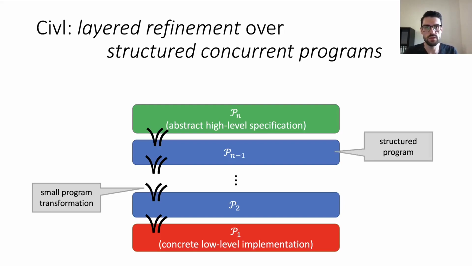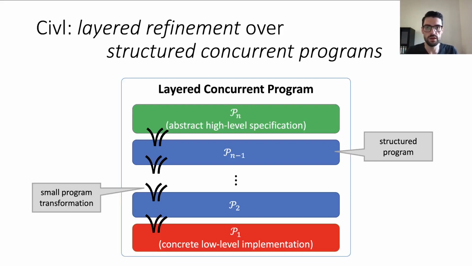A second key decision in Civl is that each of the program layers remains a structured program, meaning that we never expose a transition relation encoding to the programmer. The language of each layer stays the same. The only thing that changes is the granularity of atomic actions. While the low-level implementation might just use atomic CPU operations like reading and writing memory, the high-level specification might specify atomic operations that reach consensus in a whole distributed system in just a single atomic step.